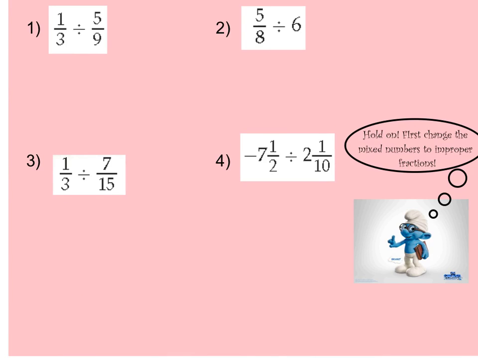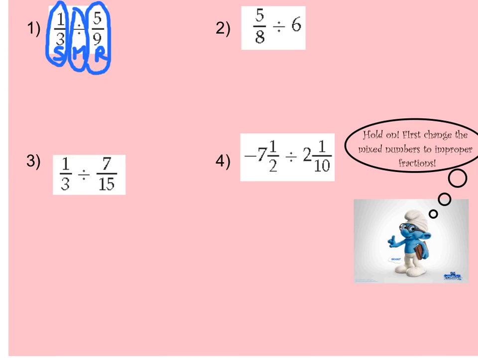All right, so let's go ahead and try some problems together. Go ahead and write down problem number 1, and we'll walk through the steps together. The first step is always to make sure you don't have any mixed numbers, and in this one we do not, so we're going to go straight to our SMUR step. The first fraction gets the S in SMUR, the division sign gets the M, and then the R goes with the second fraction.